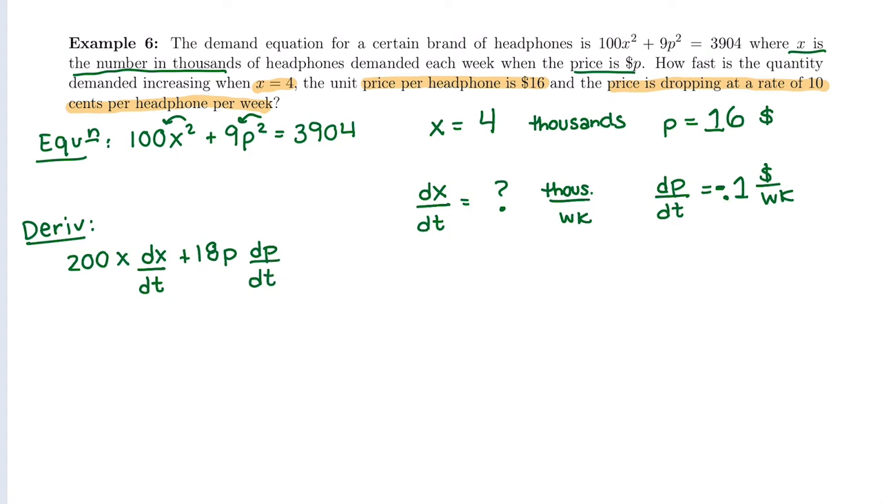And don't forget about the other side. We're going to take the derivative of that as well. Derivative of 3,904 is just 0, though. So it's nice it goes away. Don't bring that number down. Take the derivative of it.